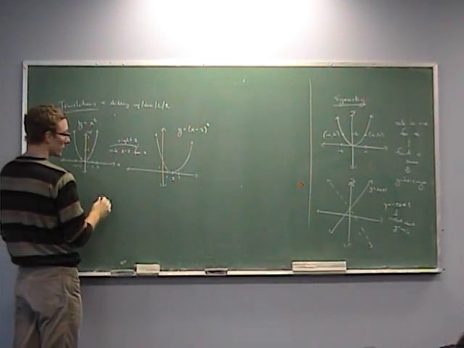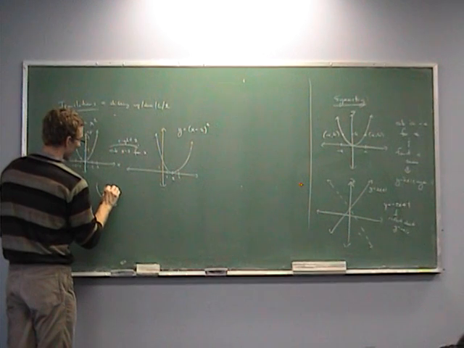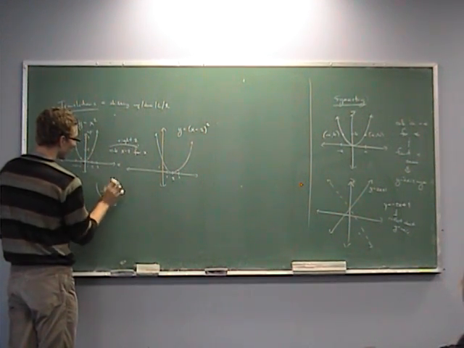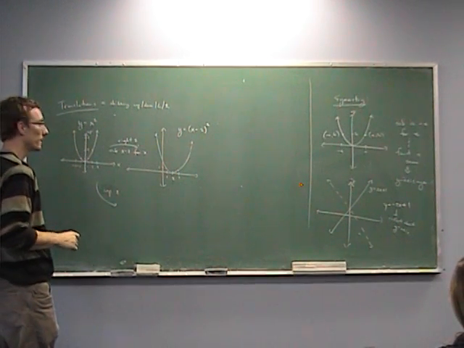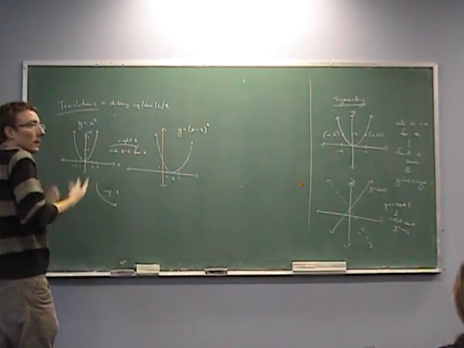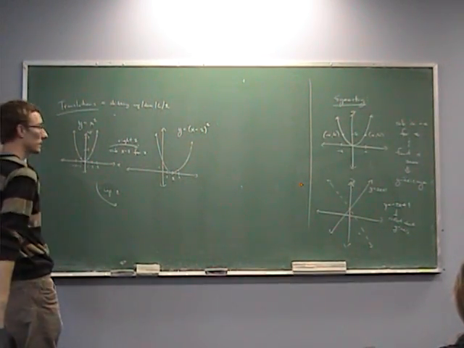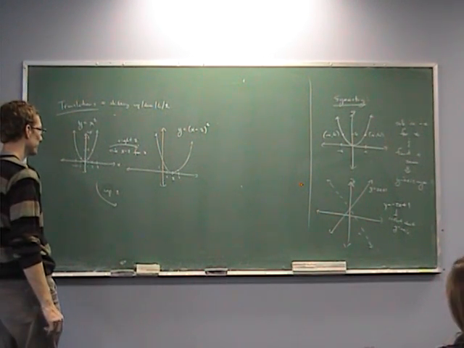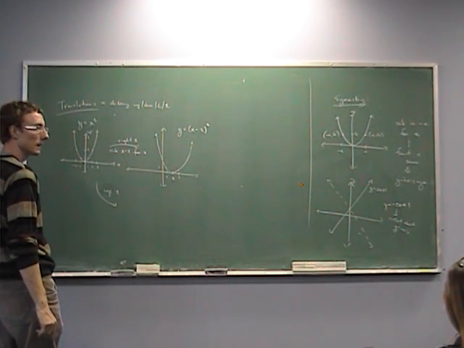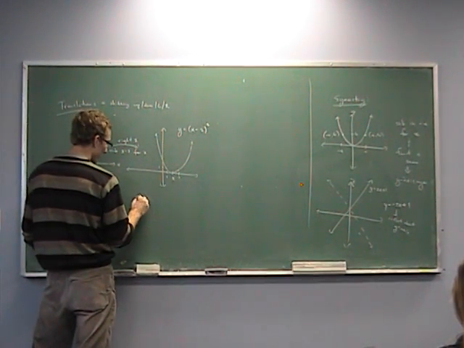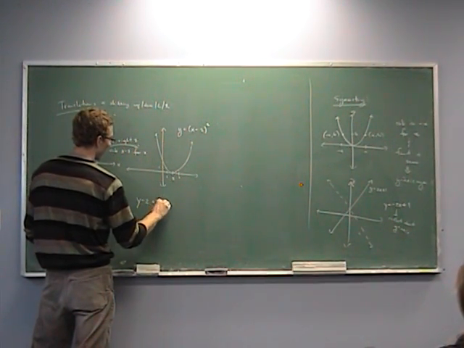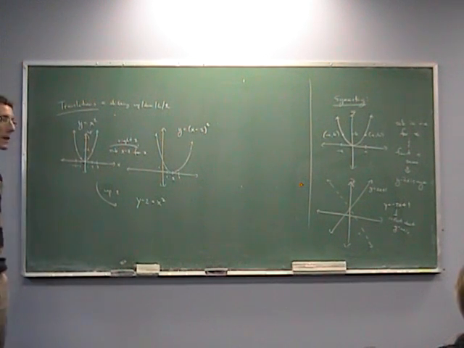What if I wanted to go left 2? Well, better yet, what if I wanted to go up 2? What if I wanted to go up 2? I want to take this parabola and shift him up 2 units. Let me first, I'm going to write this down in one way that's going to look strange. I'm going to start by writing it like that, y minus 2 equals x squared. And then I'm going to solve for y.